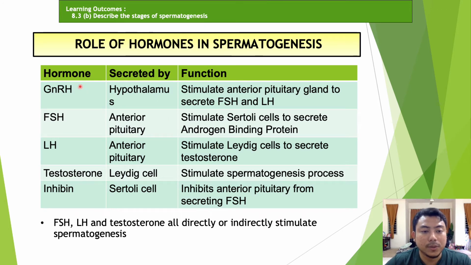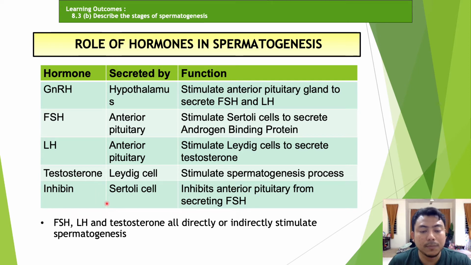So here is the list of hormones in spermatogenesis. GnRH is produced by the hypothalamus, and its function is to stimulate the anterior pituitary gland to secrete FSH and LH. FSH, secreted by the anterior pituitary gland, stimulates Sertoli cells to secrete androgen binding protein. LH, secreted by the anterior pituitary gland, stimulates Leydig cells to secrete testosterone. Testosterone, secreted by the Leydig cell, stimulates the spermatogenesis process. So when there is testosterone, only then is there spermatogenesis.